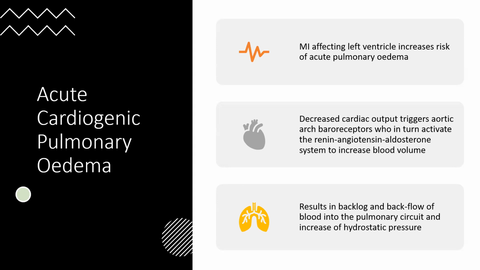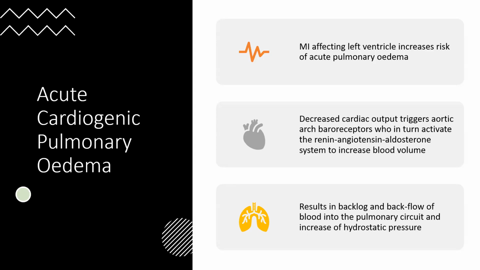And so where do the pulmonary veins go? Into the lungs. And so what happens is there is an increased hydrostatic pressure as a result of backlog of fluid that's getting stuck in the left ventricle. And this results in fluid seeping out into the lungs and causing fluid to build up in the lungs as well.